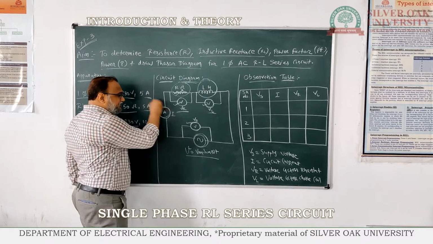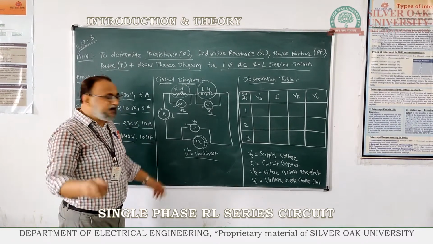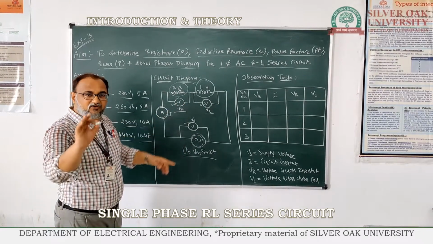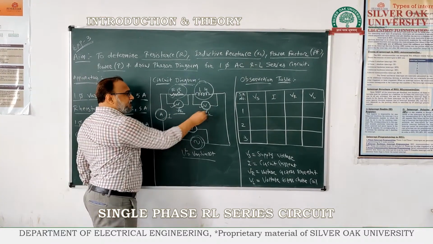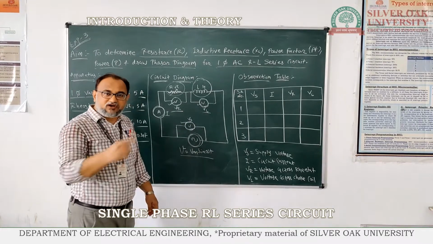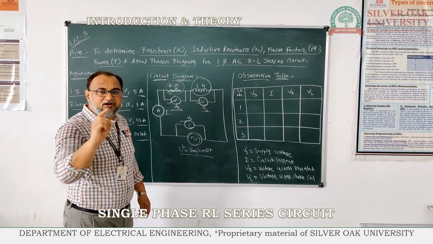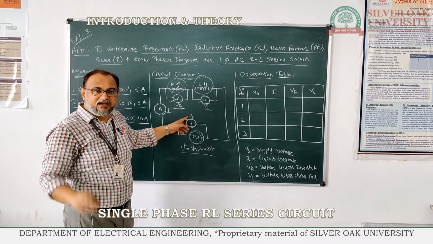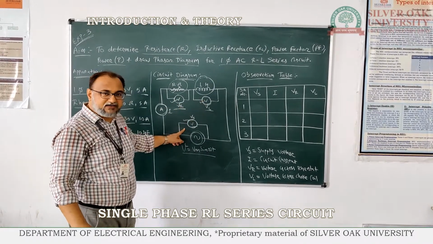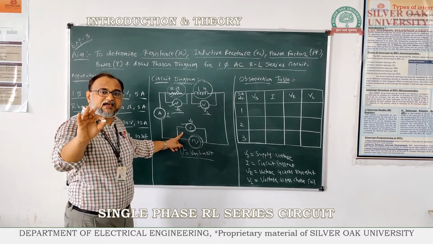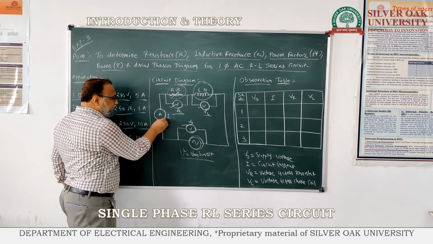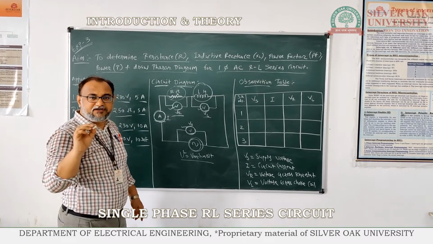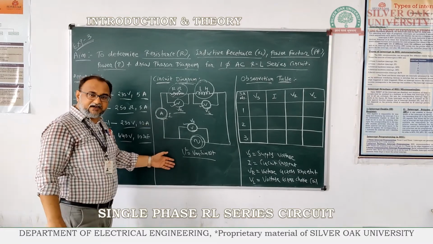One more meter we will connect is the A meter, used to measure the circuit current. Remember that for these voltmeters we will be using multimeters, and for the A meter to measure the current, we will be using a clamp-on meter. So this is the circuit diagram.